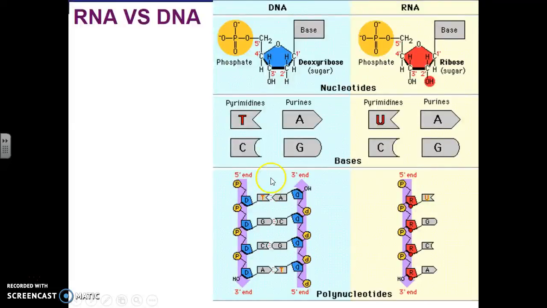So here, these show the differences. There's the sugar. Here we have ribose versus deoxyribose, and the only difference between them is that there's an OH in the ribose, and in deoxyribose there's an H. Here we also see the difference in bases. We have U replacing T. And then last but not least, we see here that DNA is double-stranded, and we also see its anti-parallel structure. The one strand runs 5' to 3', and the other runs 3' to 5', with the phosphate group down. And then we have RNA, which is only single-stranded. So it can't be anti-parallel, because it only has one strand, it can only run 5' to 3'.